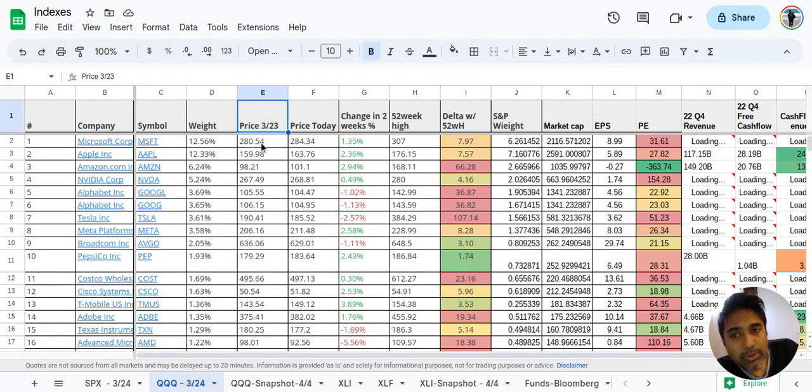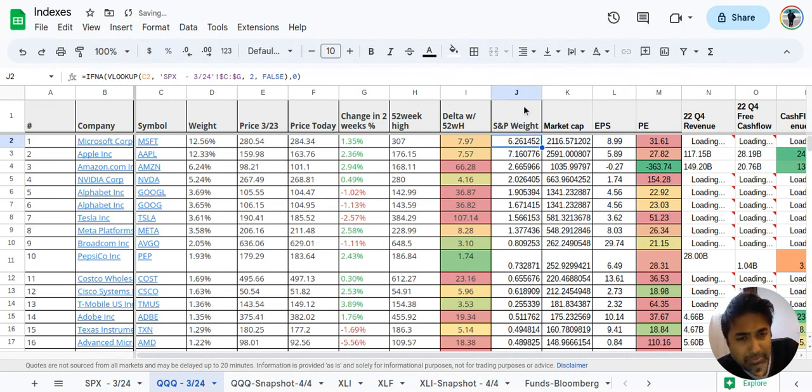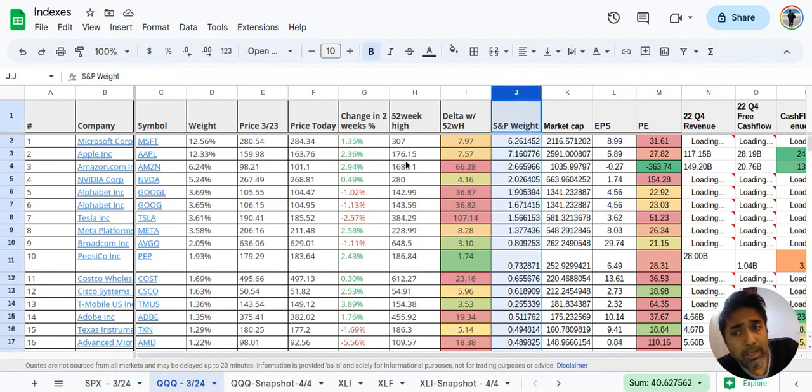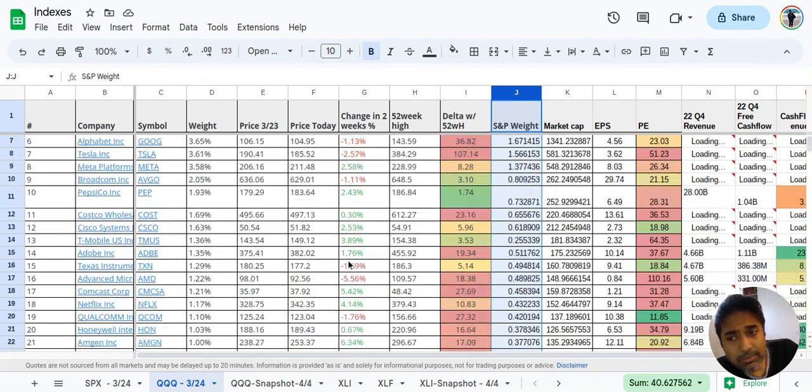Here you can see that Microsoft is the highest weight. What was the price on 3/23? What was the price today? What's the change that happened in the last couple of weeks? What is the 52 week high? Microsoft's 52 week high was 307, back in March last year, I think around April or May last year. So it's around 7% away from the 52 week high. What is its S&P weight? We saw in the previous tab what percentage of the S&P is made up of Microsoft or Apple and all these companies here.